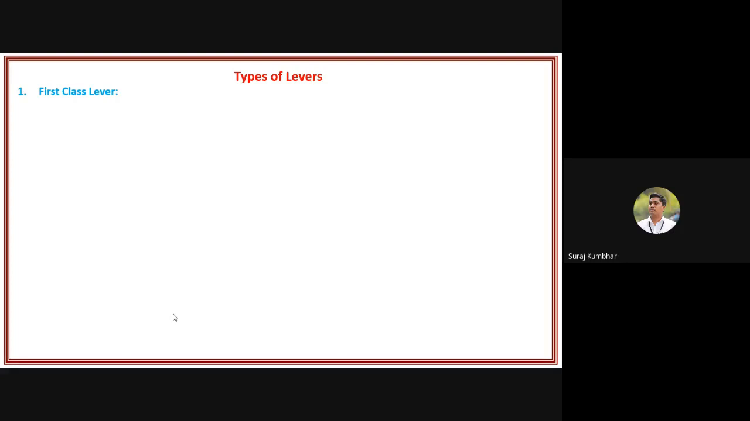This type of question will be asked: explain the lever and explain the various types of levers, and also the advantages of leverage. So a theory question for 4 marks will be asked.